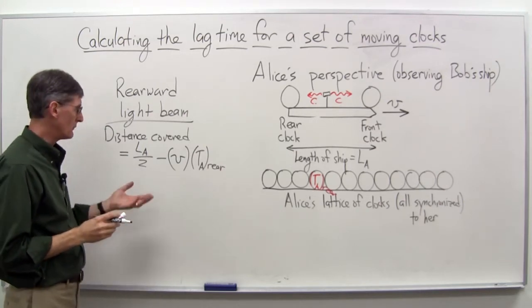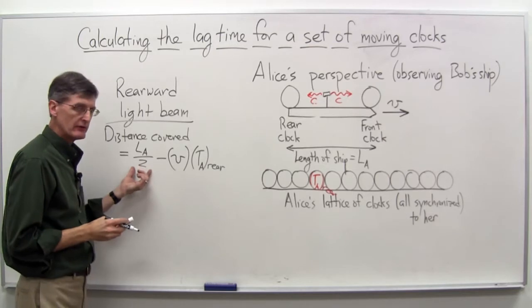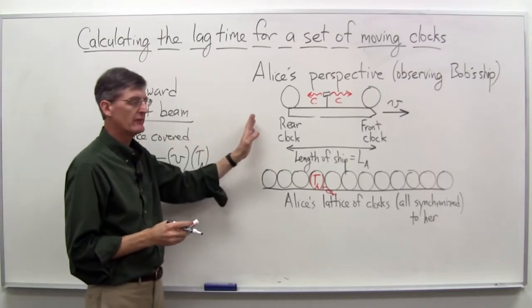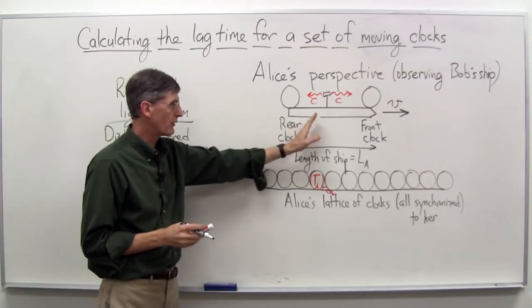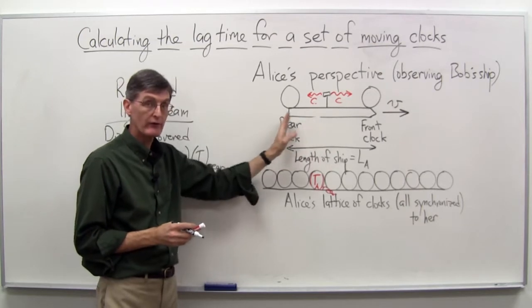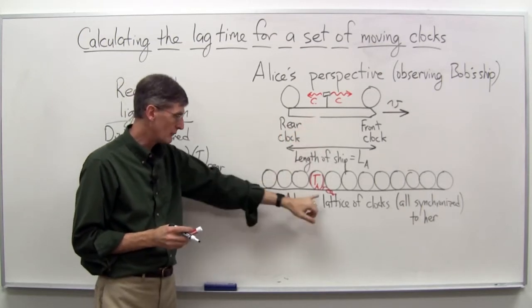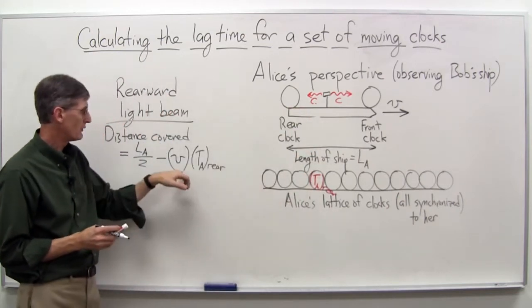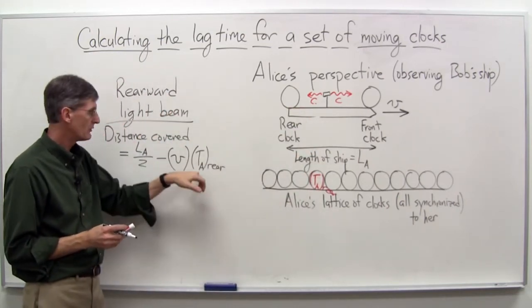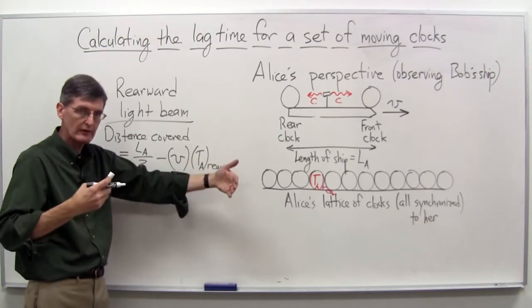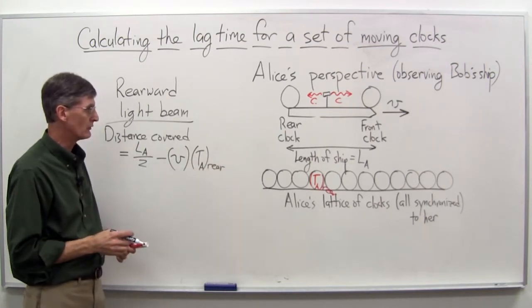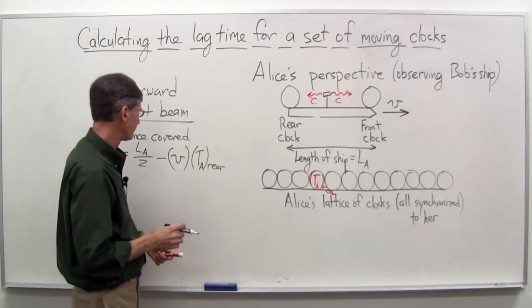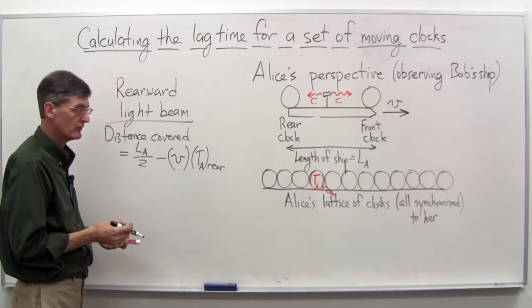That's a little unfamiliar to you. Just sort of ponder that a little bit. It's clearly half the length of the ship, but the rear part is moving forward. Well, how far does it move forward in the given time until this is triggered and it hits the clock there? Well, it's simply the velocity of the ship times that amount of time until it hits the backward or the rear clock there. Okay, so that's the distance covered.